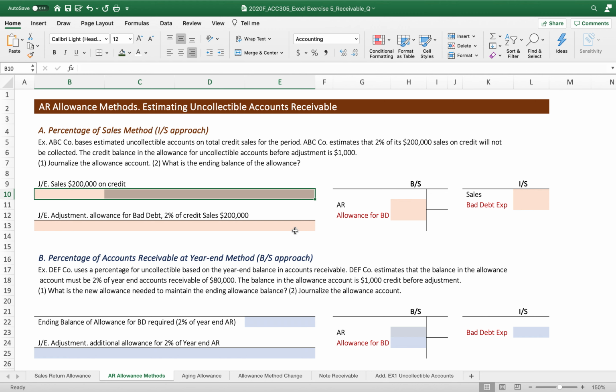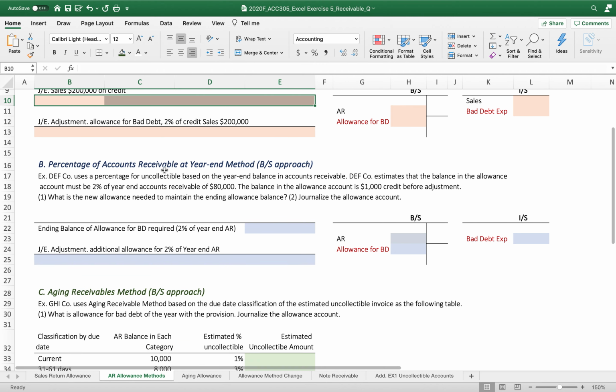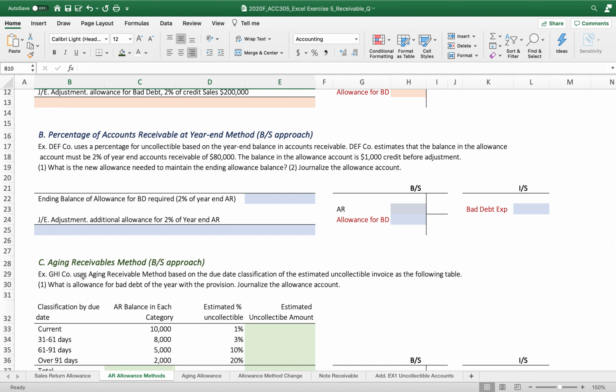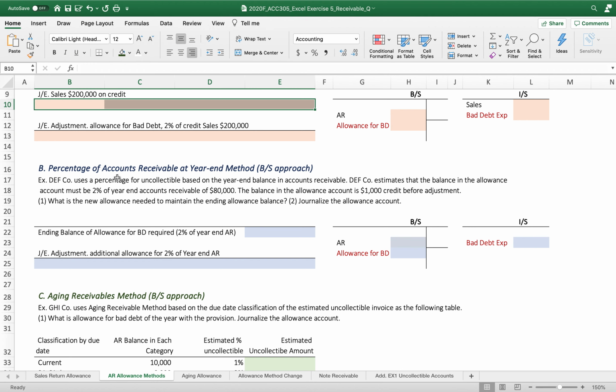So we have to set up an estimation provision for uncollectible accounts receivable if we have past collection data. We have three different approaches to estimating uncollectible accounts receivable. First, the percentage of sales method, which is the income statement approach, and then the percentage of accounts receivable and aging receivable, also the balance sheet approach. It's kind of the percentage of accounts receivable as well.